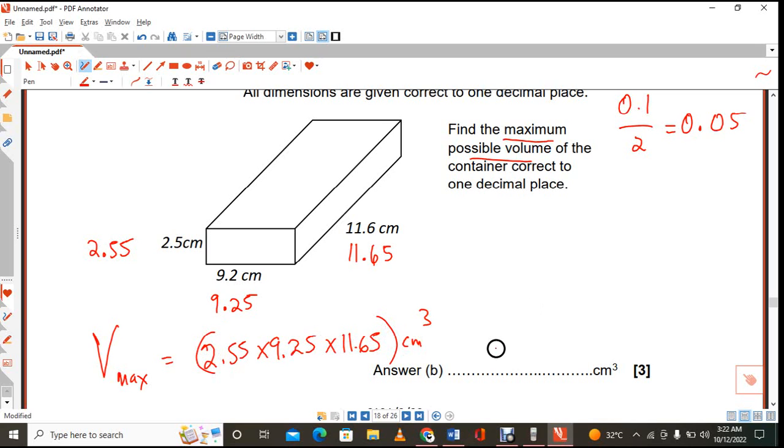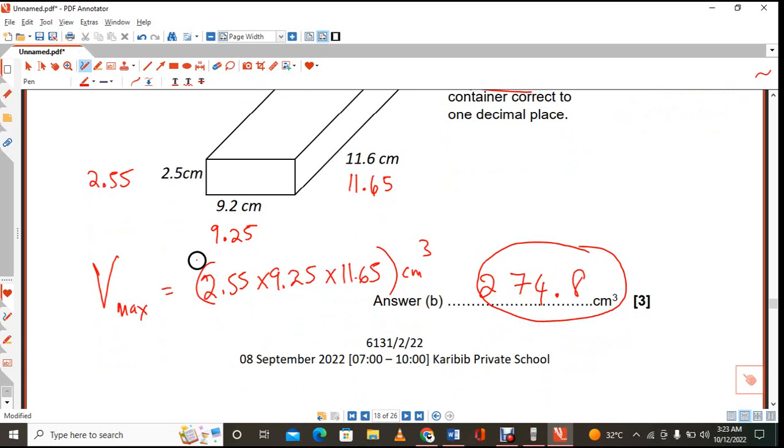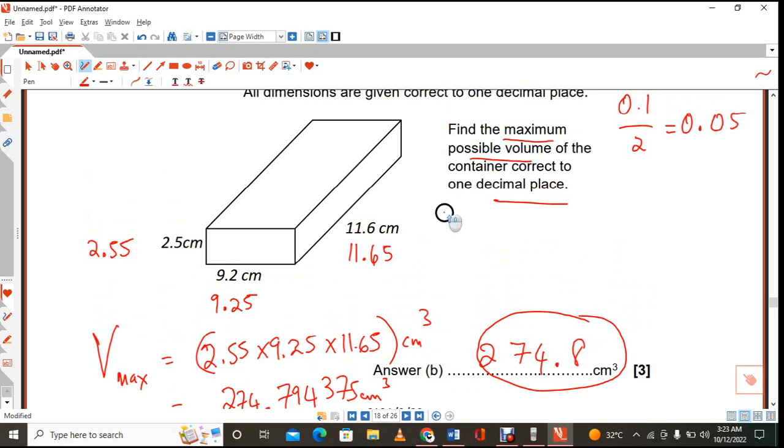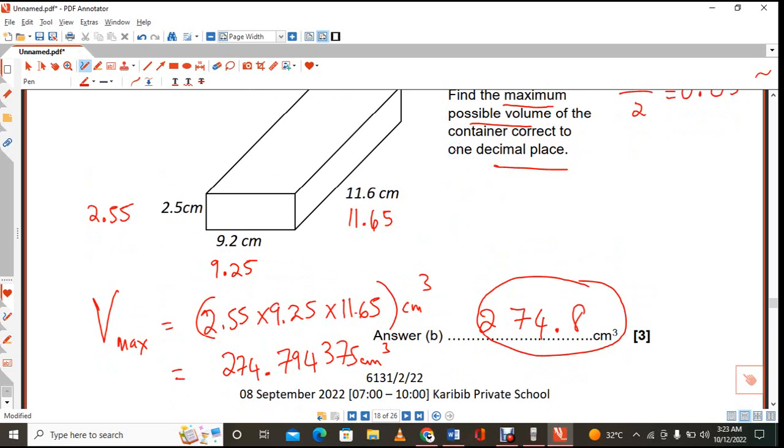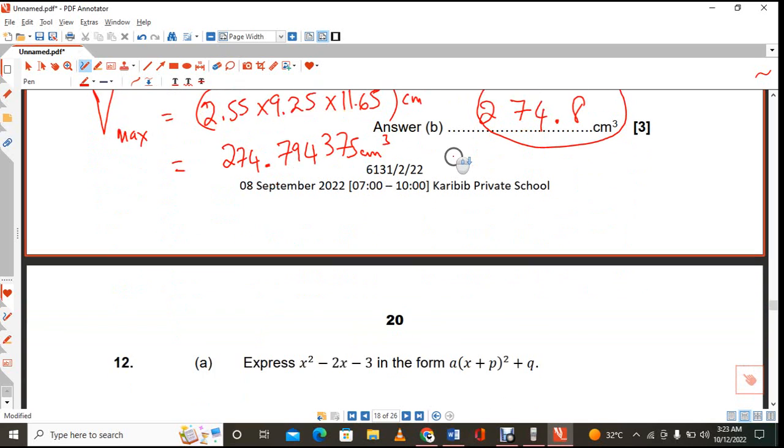All right, so it's about 274.8 to 1 decimal place. If you were to multiply it out on the calculator, you'll get something like 274.794375 cubic centimeters. The question requires you to give the answer to 1 decimal place. That's why I have rounded it to 274.8, because naturally sometimes working with limits of accuracy, final answers are not always rounded.